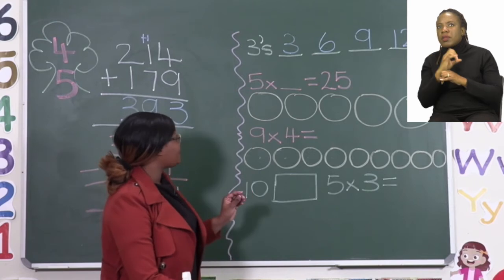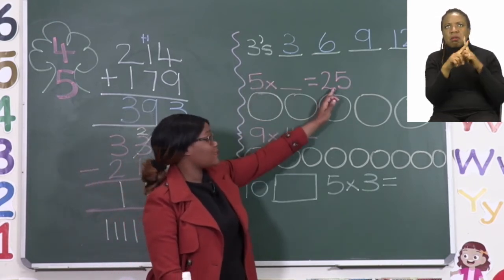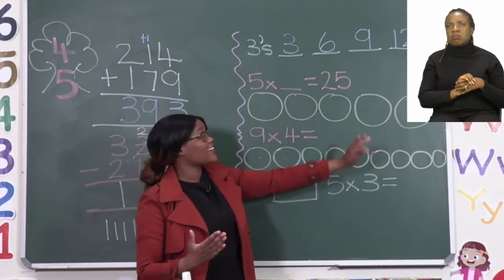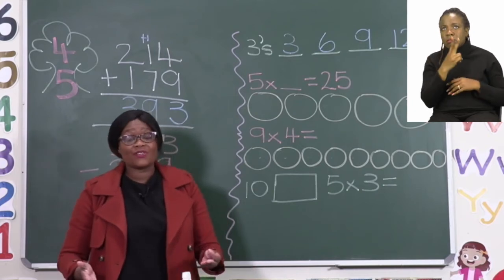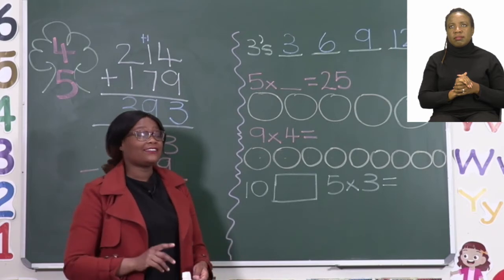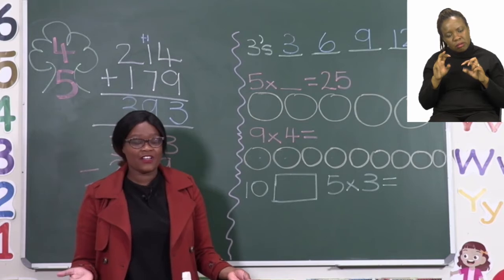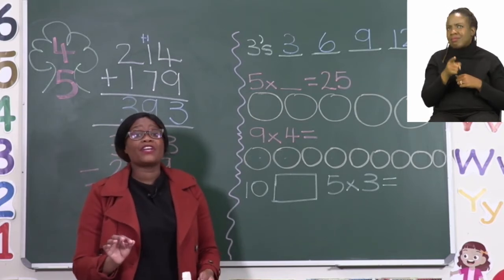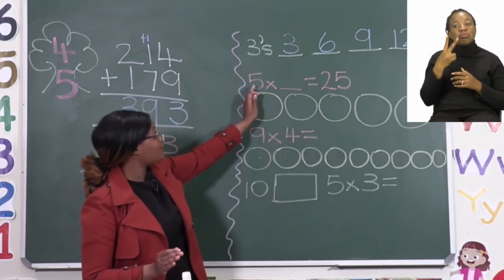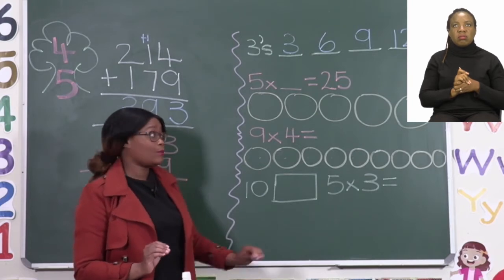Now, I have 5 times dash equals 25. So that means that we have already been given our answer, which is 25. But that's not the missing number we're looking for. Instead, we are looking for our dash. And how do we find our dash? Well, it's very simple. We are going to share. We're going to share the 25 in 5 sets. So I already have my 5 sets on the board.